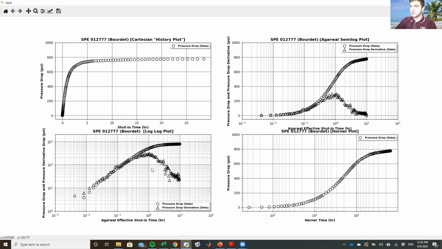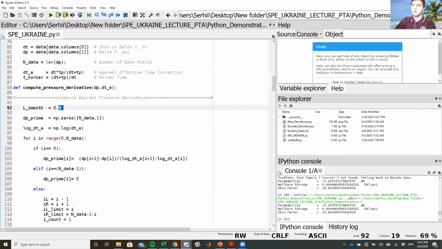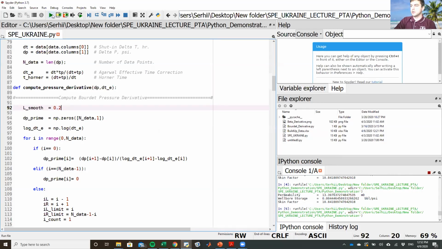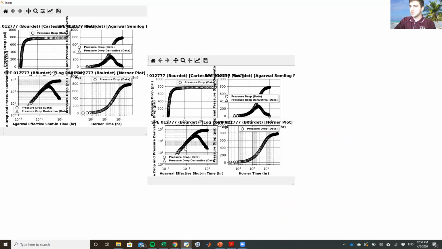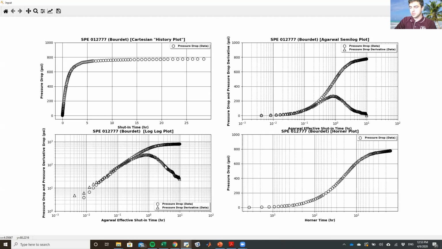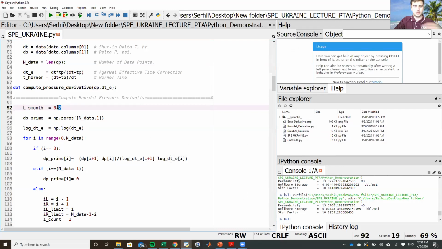Okay, so as you can see, the data here is a little bit noisy for our pressure drop derivative. So let's smooth it a little bit. Let's do 0.2, right? Let's see how we can smooth our data. So you see right now it looks much better. So we can essentially use this data in order to do our next matching. And let's try to do something crazy, 0.5, for example.